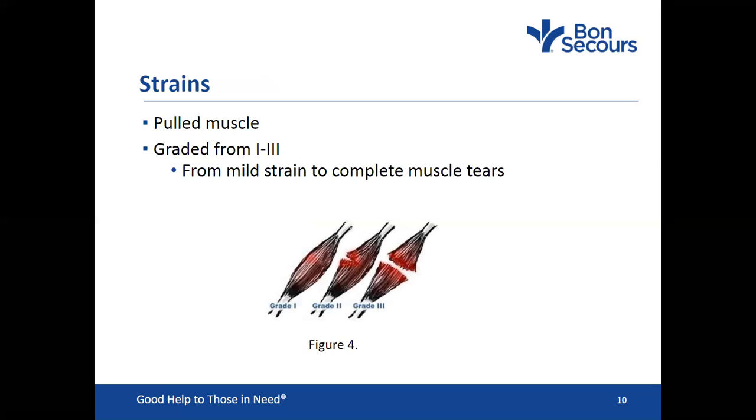Right, moving on to strains. A strain is an injury to the muscle belly. It's graded just like sprains, from grade 1 being a mild strain with little structural damage to a grade 3 with a complete rupture or tear of the muscle.